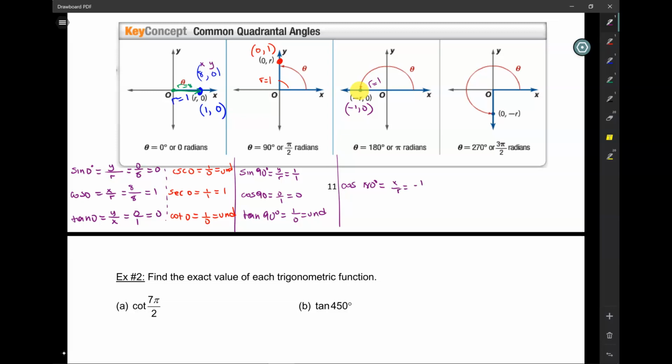You want us to write 180 or to write pi? Either. Normally, you would be asked, cosine of pi or cosine of 180.